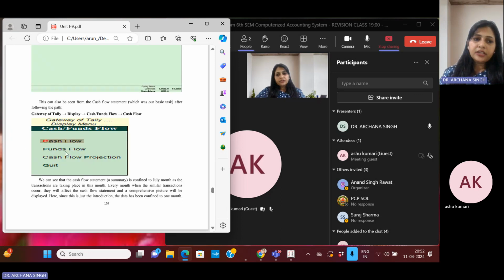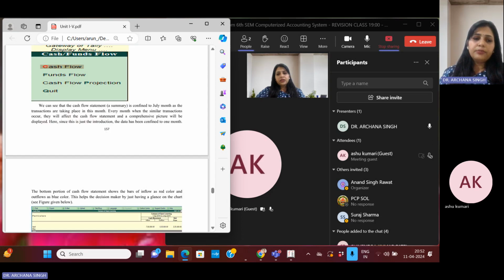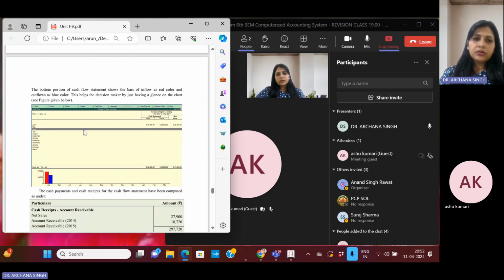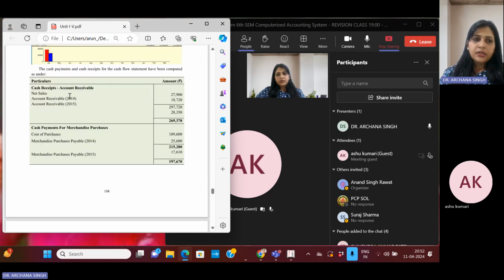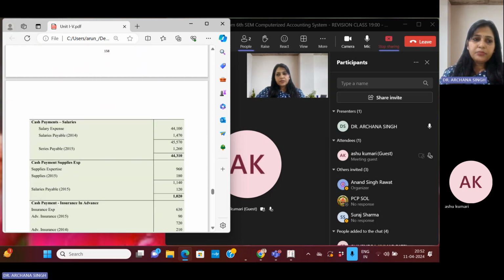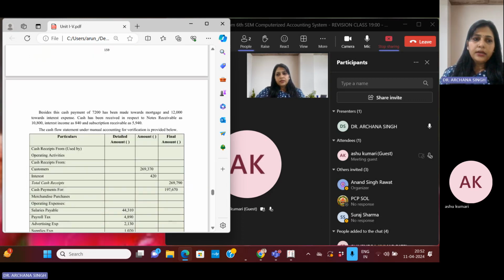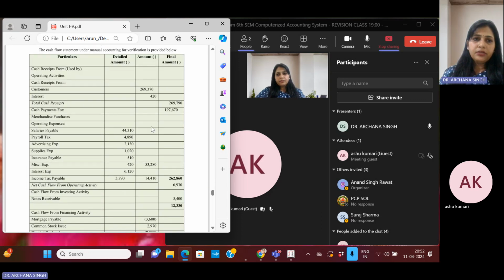Then in the gateway of Tally, cash flow, fund flow, these options will appear. If you want to see the cash flow statement or fund flow statement, then you have to select these options and accordingly this will appear. Okay, this is your cash flow statement, cash receipts and payments. Okay, like this, cash receipts and cash payments. And cash flow statement अगर आप manually करते हो तो like this it will appear.